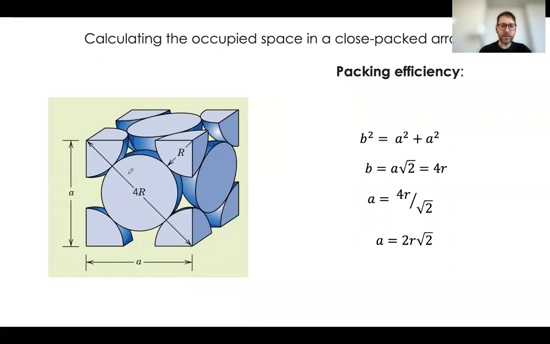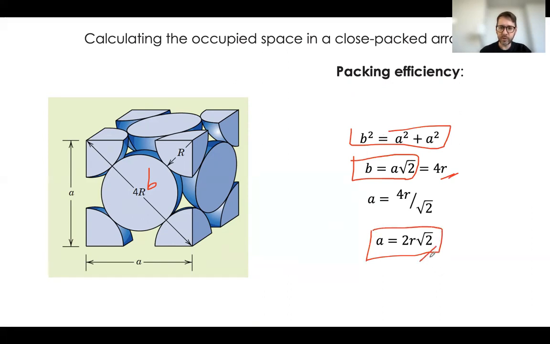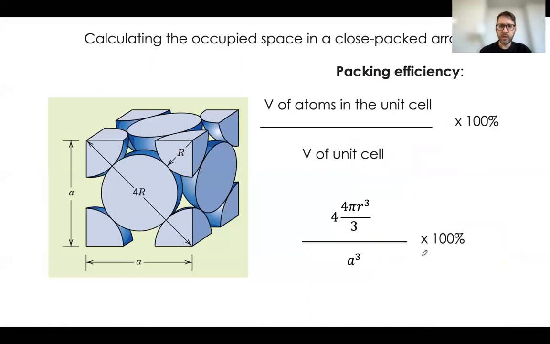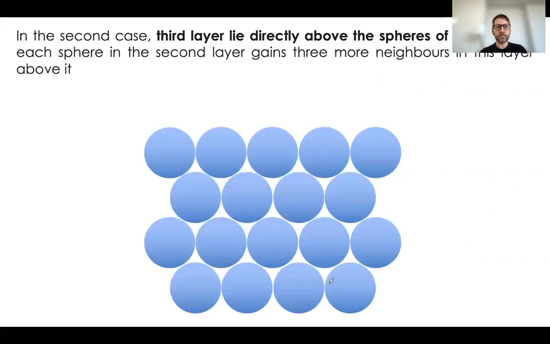So here we have b, the diagonal of the face. It relates to the edge length through this expression. So we have that this corresponds to b, and b is equal to 4r. So we have that a is equal to this value for this unit cell. When we replace this into this equation, and do this calculation, we should arrive at 74% packing efficiency.